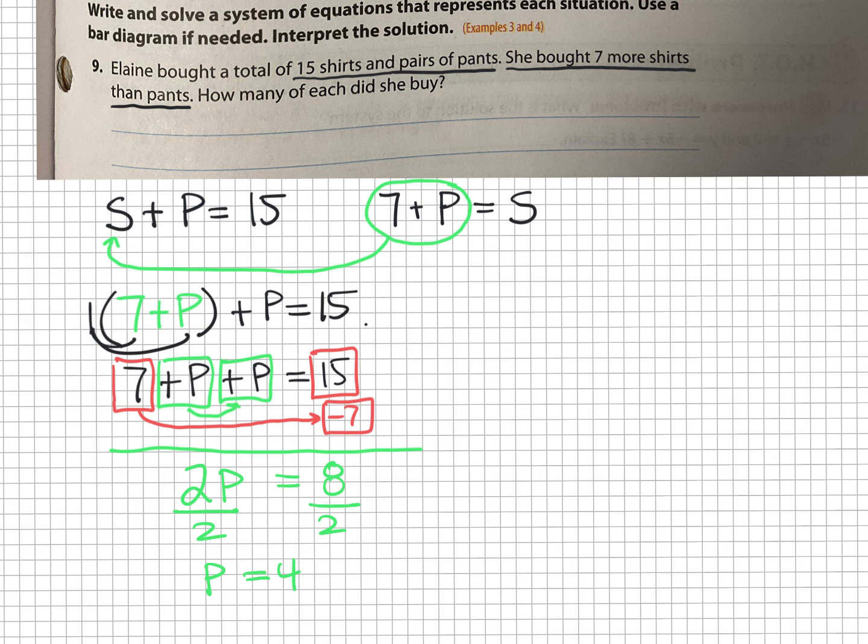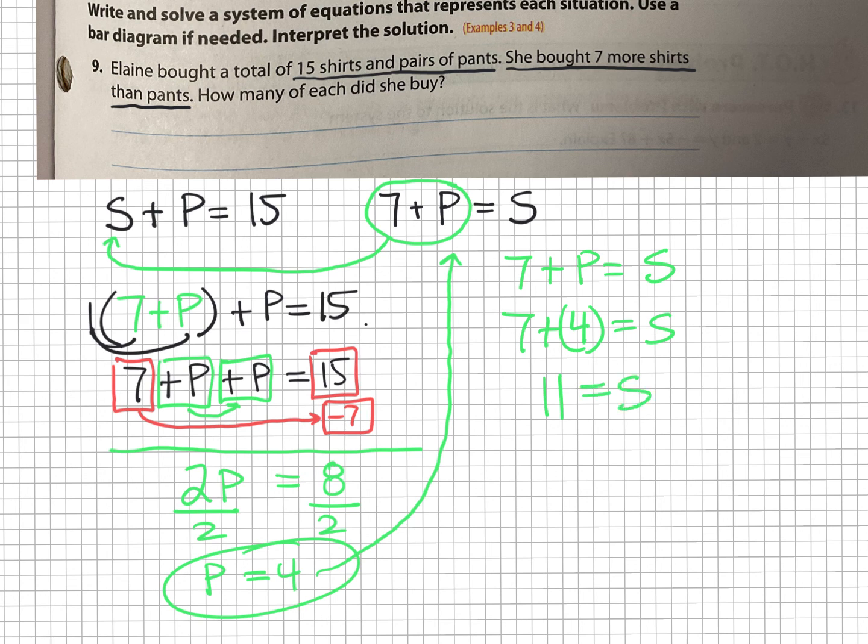And we can plug this into either of the equations. So now 7 plus p equals s. We know p equals 4, so 7 plus 4 equals how many shirts she has. 11 is the amount of shirts. So she has 4 pants and 11 shirts.